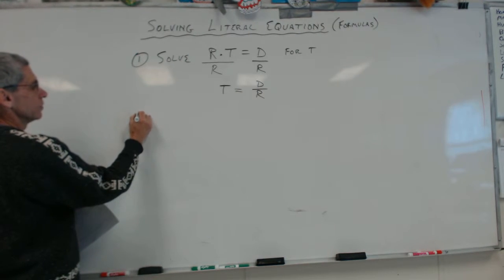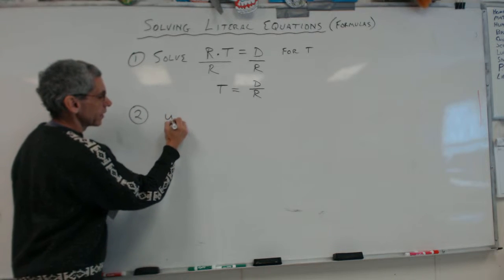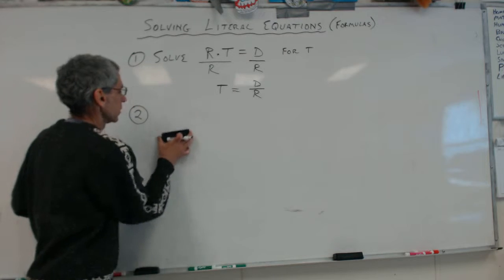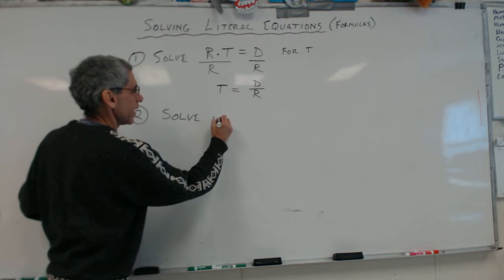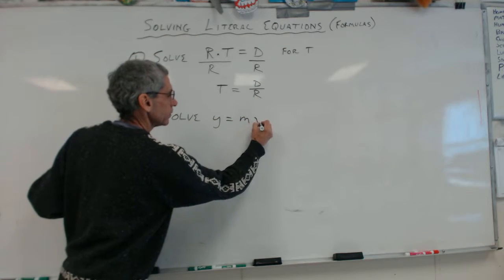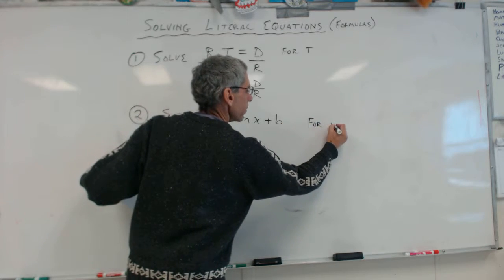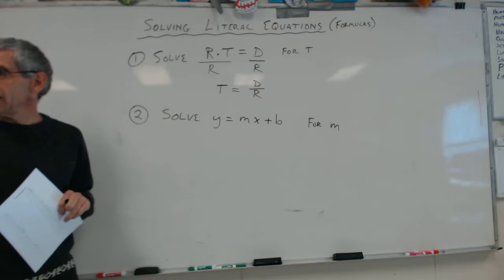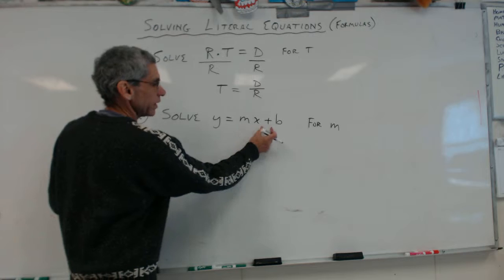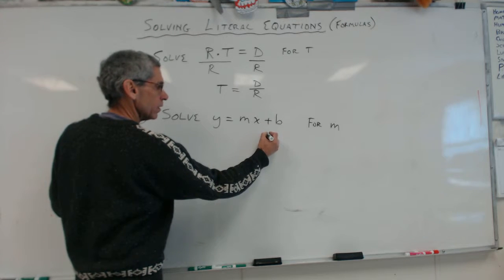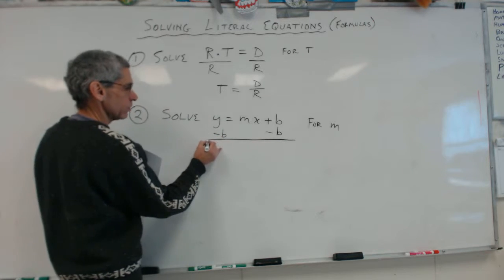Okay, let's try another one. I have to write the word solve. Solve y equals mx plus b for m. Meaning I want it to say m equals. What is in the way? The b is in the way for sure. So I'm going to subtract b. Let's see what that gives me.